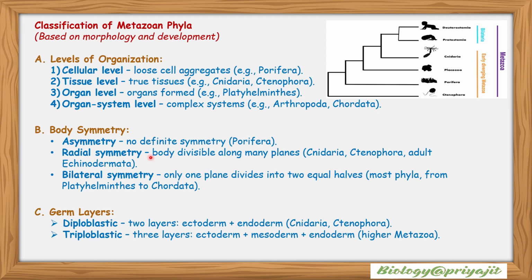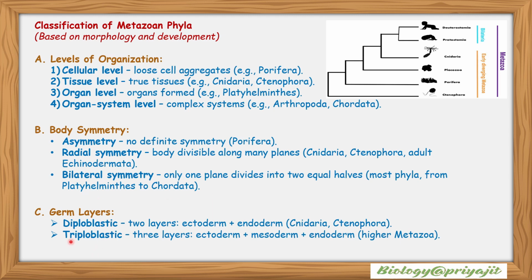Body symmetry. Asymmetry: there is no definite symmetry, which is found in case of poriferan animals. Radial symmetry: the body can be divisible along many planes, which is found in Cnidaria, Ctenophora, adult Echinodermata, etc. Bilateral symmetry: only one plane divides the body into two equal halves, found in most phyla from Platyhelminthes to Chordata.